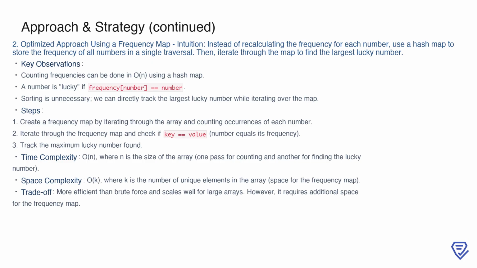A more efficient method is the optimized approach using a frequency map. The key idea is to count the frequency of all numbers in the array in a single traversal and store these counts in a hash map. By doing so, we avoid repeatedly recalculating frequencies. The frequency map allows us to directly check if a number is lucky by validating the condition that the number equals its frequency. To implement this, we first create the frequency map by iterating through the array and counting occurrences of each number.